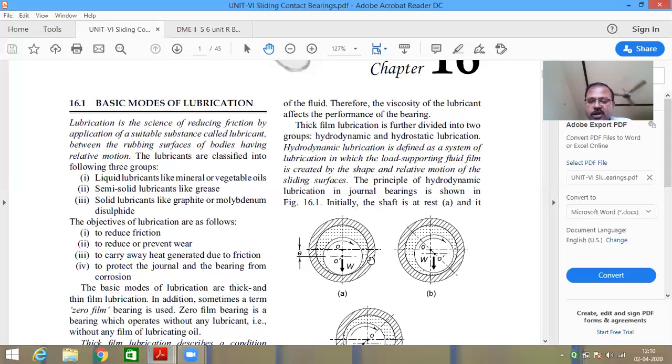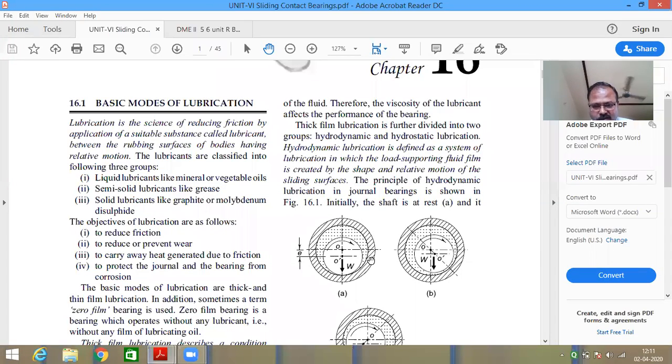Lubricant can be a solid lubricant, a semi-solid lubricant, or a liquid lubricant. In applications in internal combustion engines and in turbines where a heavy amount of load is there, we prefer liquid lubricants in order to avoid metal to metal contact. There are basically two modes of lubrication: one is called hydrodynamic lubrication and the second is called hydrostatic lubrication.